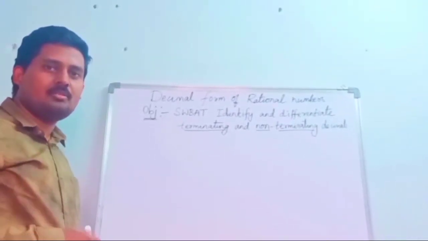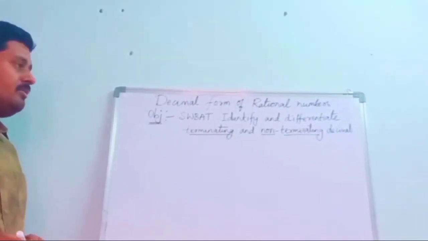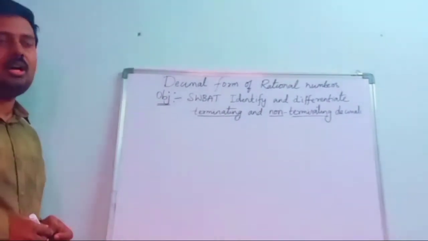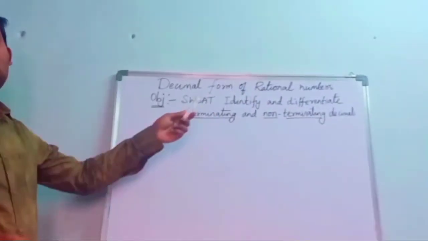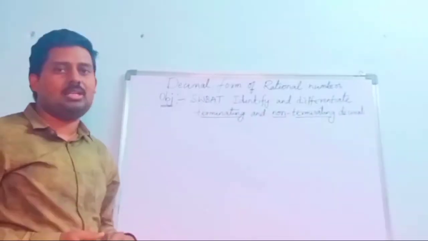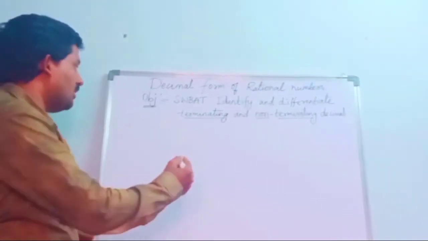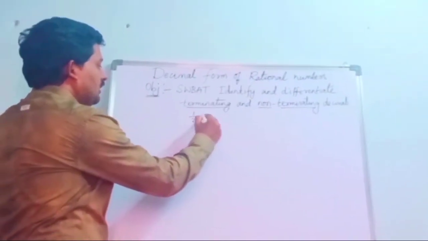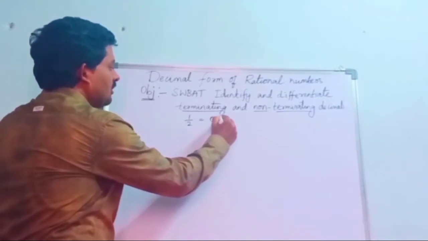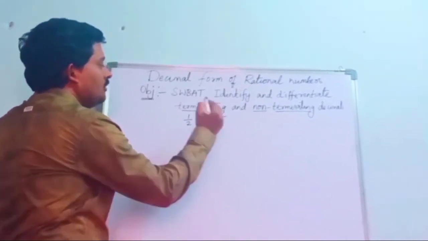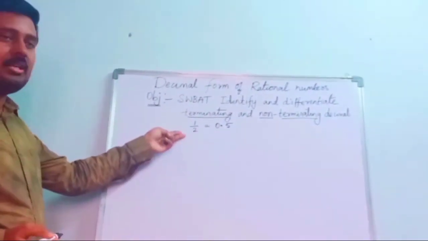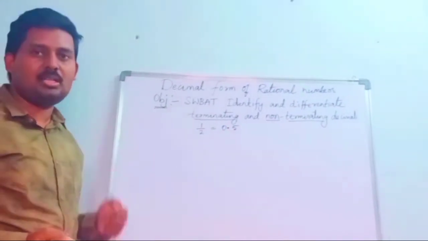Hello students, welcome back. In the previous video we have already seen how a rational number is transformed into a decimal form. Right? For example, we have taken 1 by 2, which is nothing but 0.5. This is a rational form and this is a decimal form.